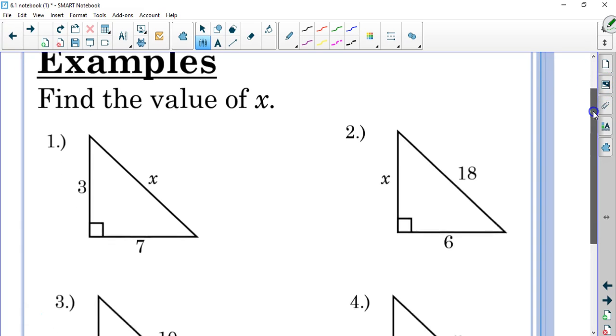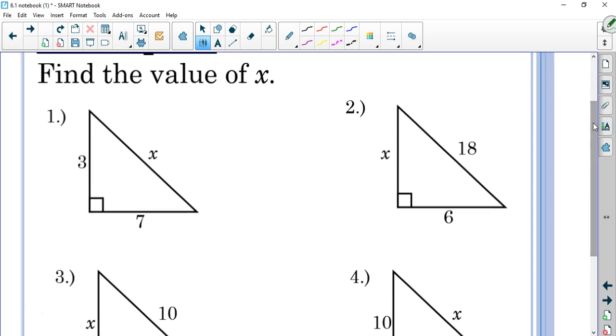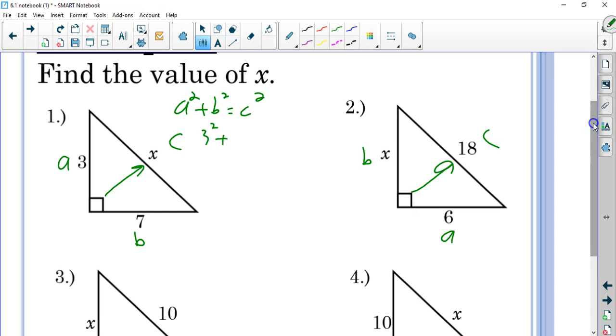Okay, so number 1. I personally suggest you always start off by writing a squared plus b squared equals c squared. Then fill in your numbers. Now remember, I also suggest you go ahead right away on every problem, find the hypotenuse and label it c. Again, it doesn't matter if this is a and b or if this is a and b. It makes no difference. But c is extremely important. So I'm going to plug in a is 3 and b is 7. Now you can call it c squared or x squared. It makes no difference.